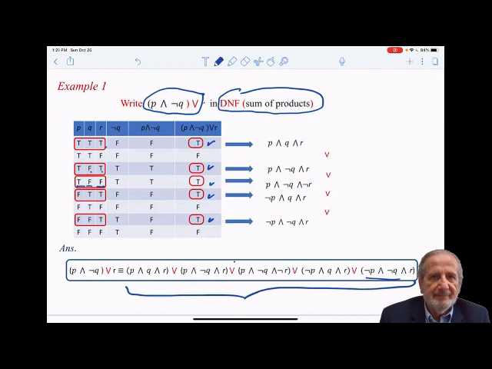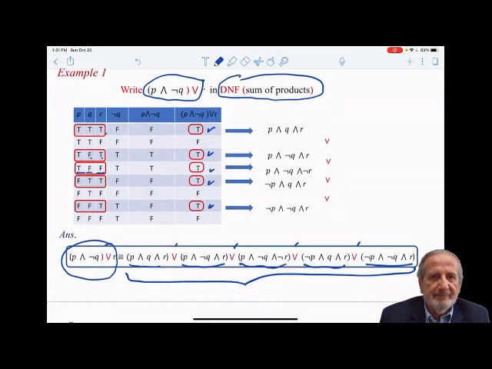So that's sum of product. So I wrote this expression in the form of sum of products.